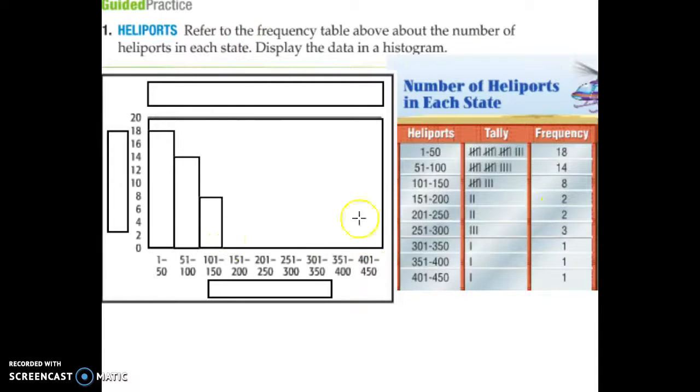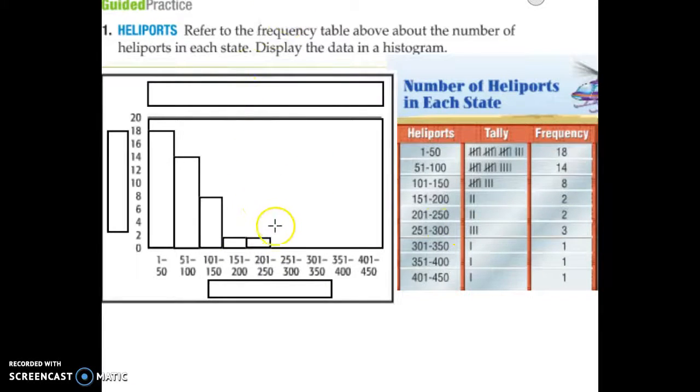Alright, 151 to 200 is 2. That's way down here. 2 for the next one also, so it should be the same if I can try to do that. It's pretty close. Move it up a little bit. I just want to be more accurate. Since they're equal, let's make them look equal. Yeah, that's pretty good. 251 to 300 is 3, so it's going to be a little bit higher than that.